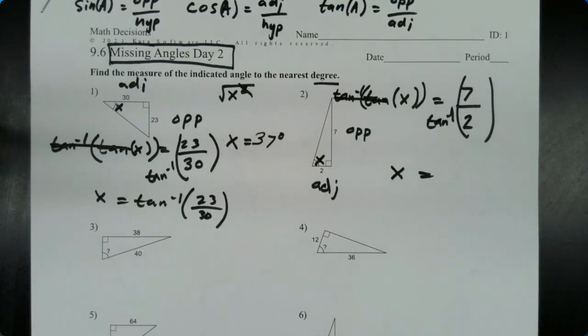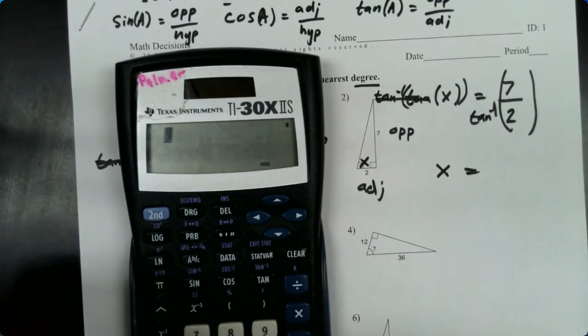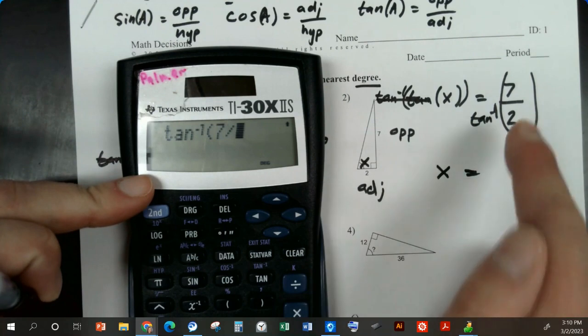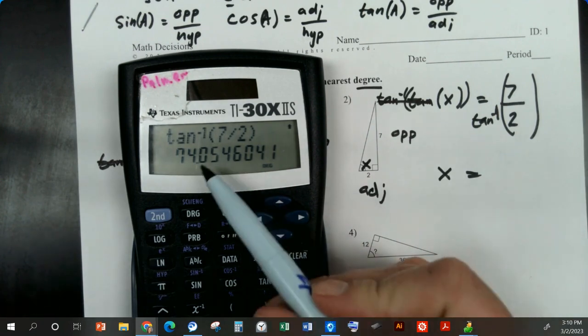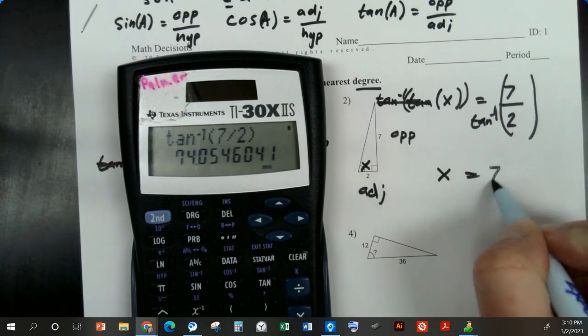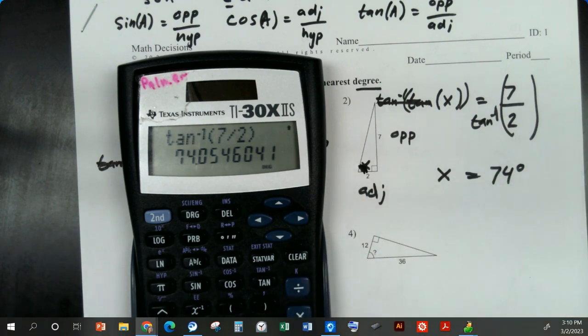Did you need a calculator? Okay, so I'm going to see. It's kind of glary. There we go. So second tangent of 7 divided by 2, parentheses, gives us 74. And our first decimal is a 0, which is less than 5. So we're going to just round to 74. 74 degrees. So we just found the size of that angle in there. Okay, and that's our answer.